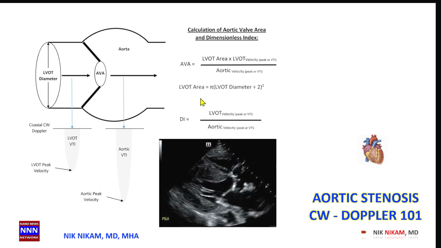There's also a dimensionless index which can be used by just dividing the aortic velocity time interval by the left ventricular velocity time interval, and I'll show you a chart where if it is 30% or less, it is significant.